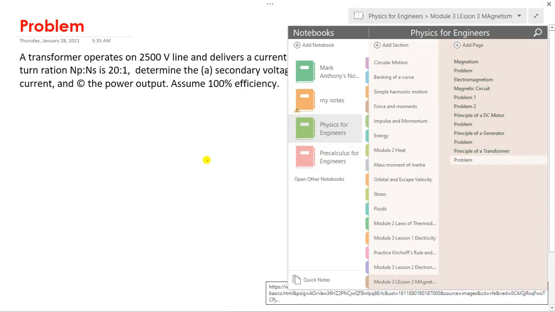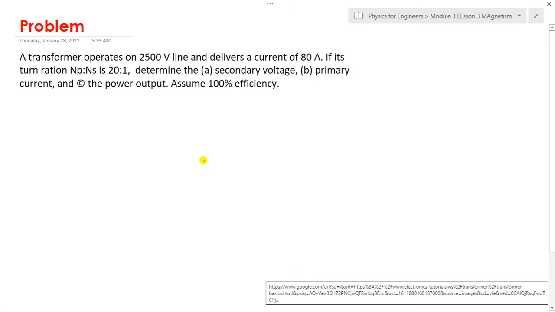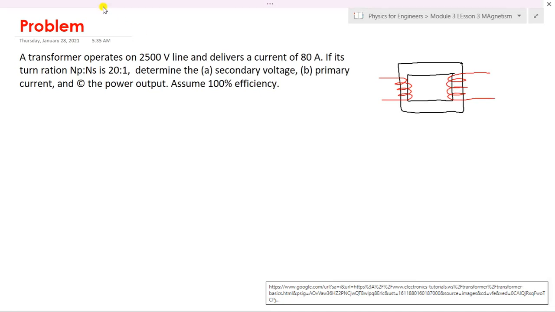So let's have our final problem for this topic. Here we have a transformer operates on 2500 volt line. So nag-operate daw siya at 2500 volts line, meaning we have here a primary voltage of 2500. So given is VP, the primary voltage is 2500 volts.